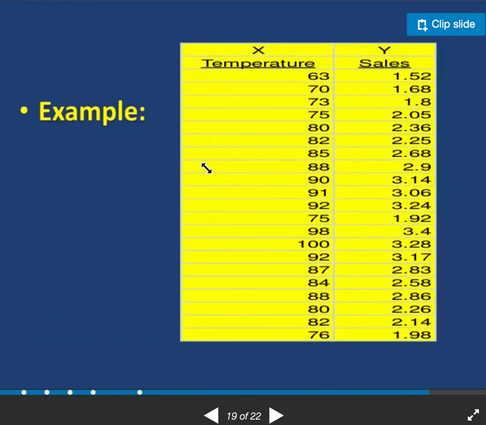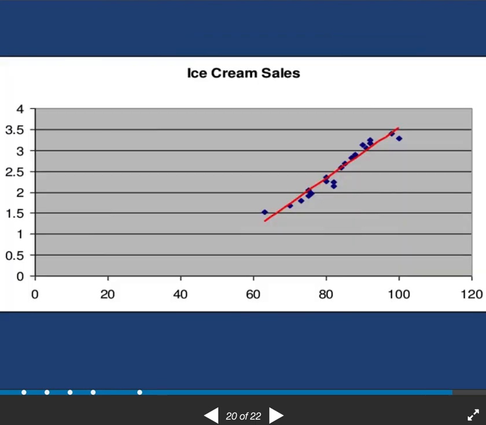So here we have an example. We have temperature and we have sales. Y is our dependent, x is our independent. So we want to see how temperature affects sales. If there's a higher temperature, are we increasing sales or decreasing sales? So here we have our scatter graph, and we notice there's a positive relationship. So it's basically saying as temperature increases, sales are going to increase for ice cream.